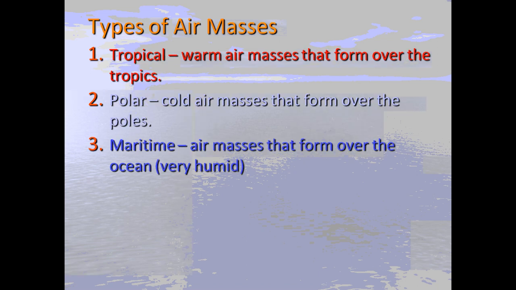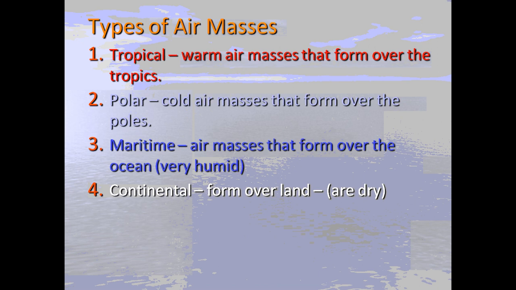Now, tropical air masses are warm air masses that form over the tropics. With polar air masses, you have cold air masses that form over the poles. With maritime air masses, the air masses form over the ocean, and these are usually very humid. And finally, continental air masses form over land and are dry.